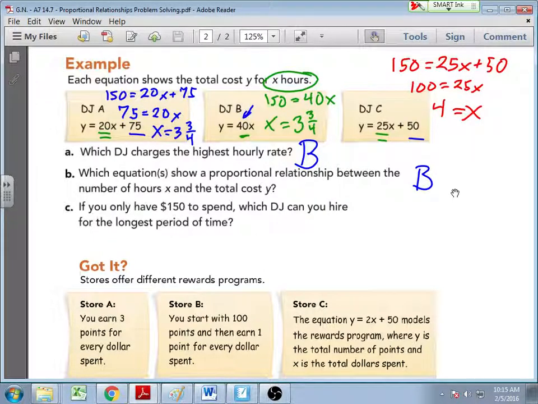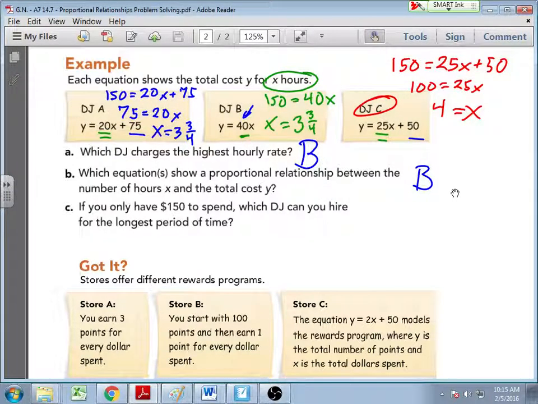So who can I get for longer? DJ C. I could get DJ C for an extra 15 minutes. But realize how close all those DJs are. For $150, I could get DJ A or DJ B for the exact same amount of time. Because DJ A had an initial fee, DJ B is more expensive every hour.